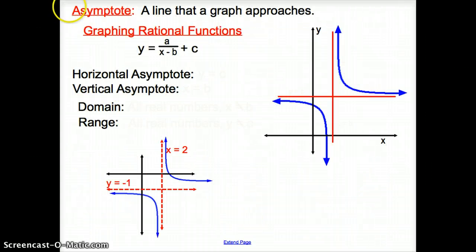Our vocab word that finally comes up is asymptote. An asymptote is a line that the graph approaches. If we look over here, the blue line is the graph. This blue line is going to approach this red vertical line, and that line is the asymptote. Same thing here. This blue line coming from the bottom will approach the red line but never cross or pass it. It will get closer and closer and closer, but never pass the red line.